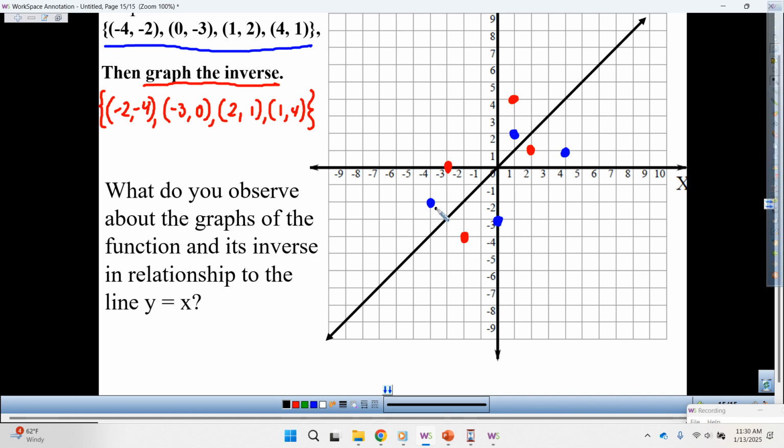So look at this blue one. The inverse is over here. Look at this blue one. The inverse is over here. Look at this blue one and this blue one. So then just write opposite sides, or in other words, put in parentheses, reflection using the y equals x.